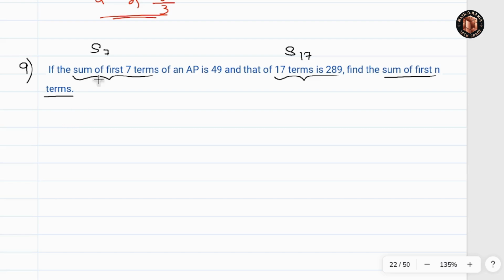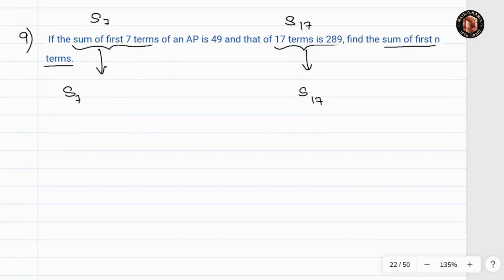Okay, now from this, what can I write? I can write the equation for S7, and the equation for S17. Now if I am writing S7, n equals what in that equation? n equals 7. And I don't know the values of a as well as d. These are all unknown values for me now. So let me write my equation.